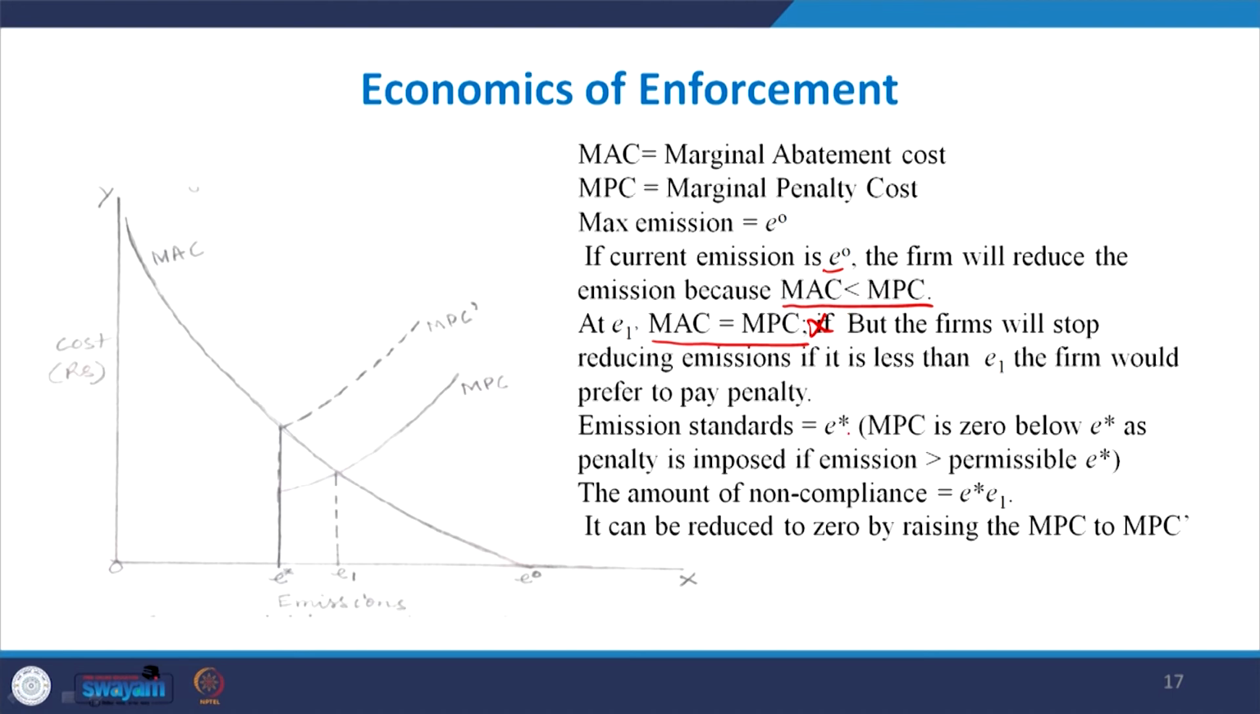So, if standard is set at E star, this is the government set standard, and at the government set standard marginal penalty cost becomes 0 below it, because no compliance is required if standard is met, and penalty is imposed if emission is greater than the permissible limit. The amount of non-compliance in this case is this area, E star E1, and it can be reduced to 0 by raising the MPC to MPC dash.